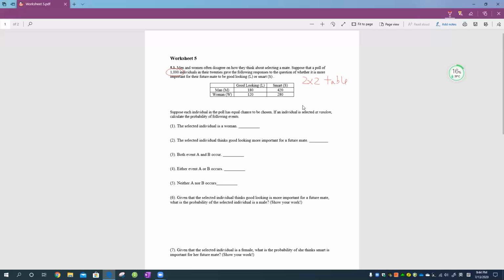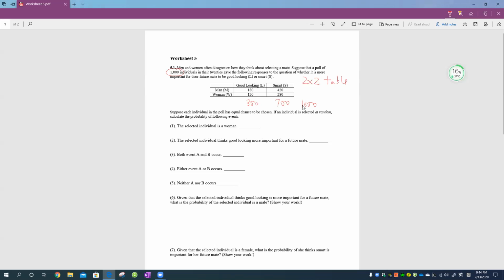Because for good looking, if we get rid of the gender, just look at among these 1,000 individuals, how many individuals think good looking is more important. Then we have 180 plus 120, that's 300. And then for smart, the same thing. The column total gives us 700. So this 700 means 700 individuals think smart is more important. So the total of these two numbers gives us the grand total 1,000.